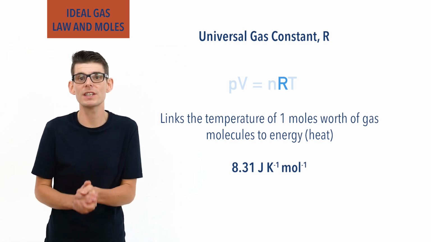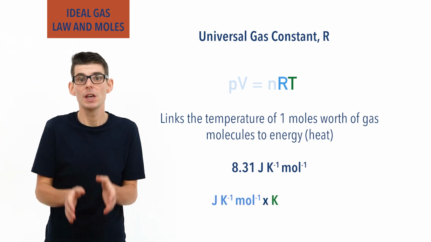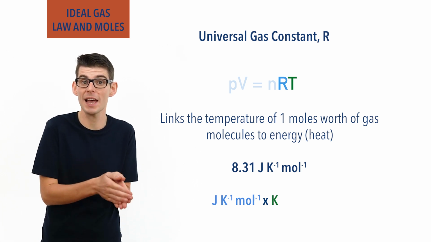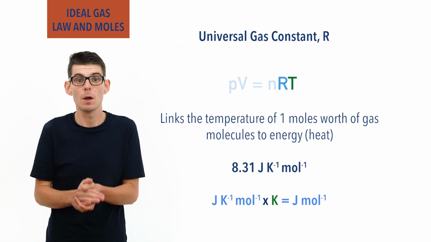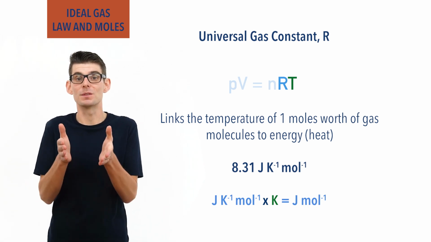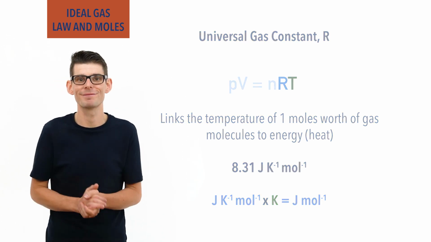By multiplying the temperature of a gas in Kelvin by the universal gas constant, you get the amount of heat energy 1 mole's worth of the gas molecules have, and therefore the amount of kinetic energy they are moving with, which is itself proportional to the volume they occupy. This is why the universal gas constant is included in the ideal gas law.